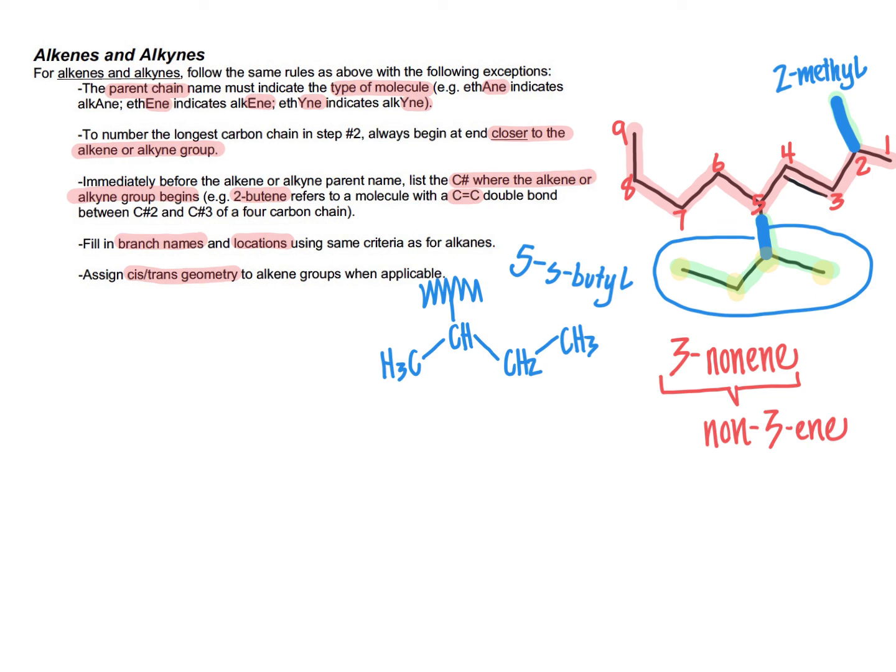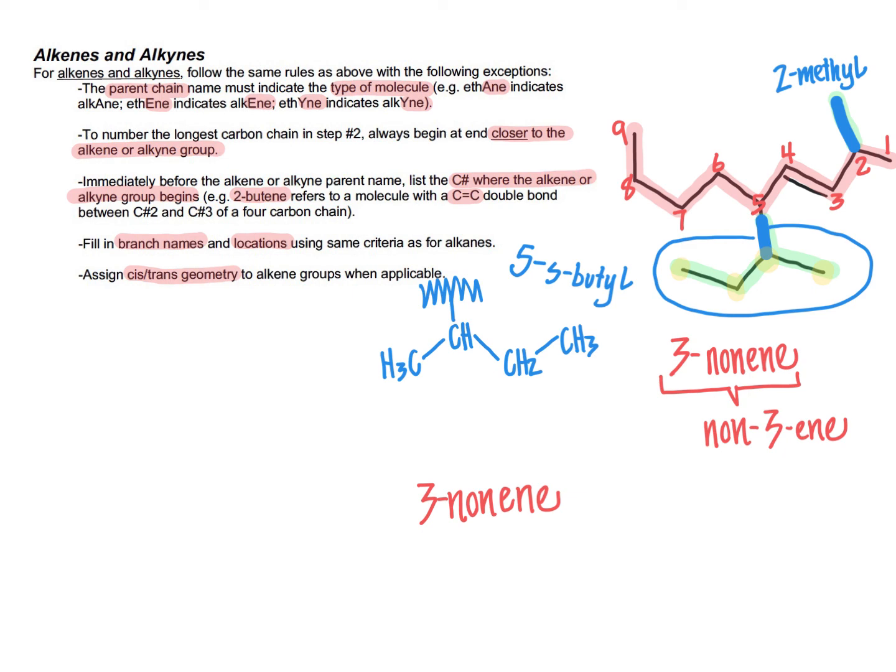Now let's go ahead and fill in all of this information to come up with the complete IUPAC name for this molecule. We said the parent name was 3-nonene. Be sure and get that E into the suffix there. Otherwise, you're not naming the proper type of hydrocarbon here.